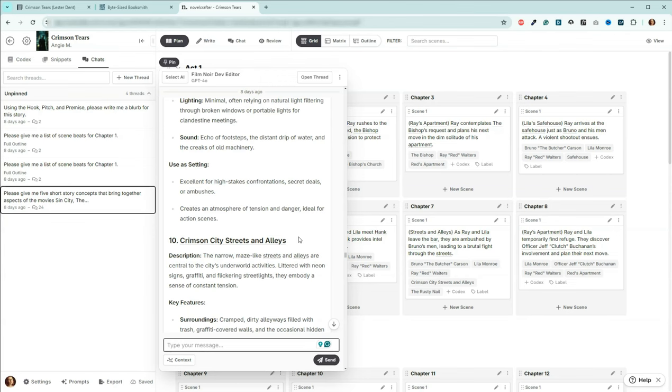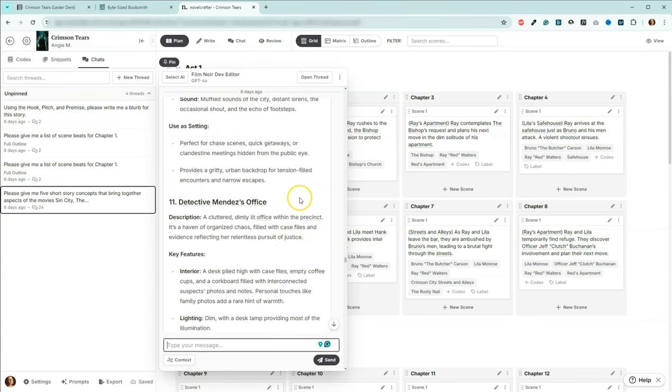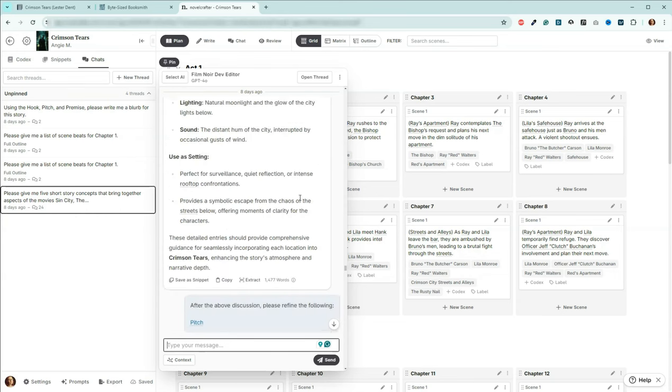So you can go line by line and read all of this. And then I also have where it's just the prompts, so you can just grab the prompts if you want to go in and create your own thing. So we've got those streets and those alleys, the detective's office, again, the rooftops.